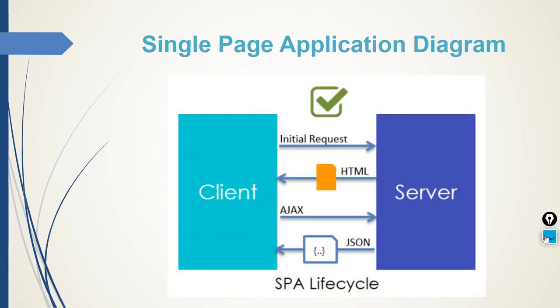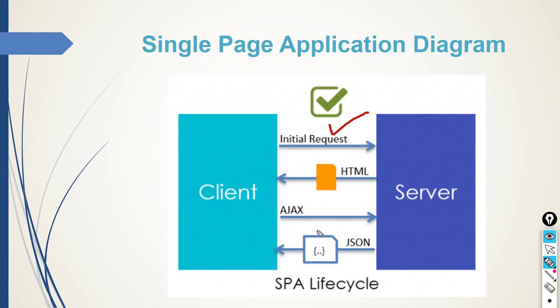Now, to understand it better, let's look at a diagram. In the single page application diagram, if you see, the client makes the initial request to the server, and once the initial request has been made, the server gives the HTML to the client, exactly the way it does in the multiple page application. But then on the page reload, the client makes an AJAX call to the server and only JSON is provided. Yes, the entire HTML is not being provided.